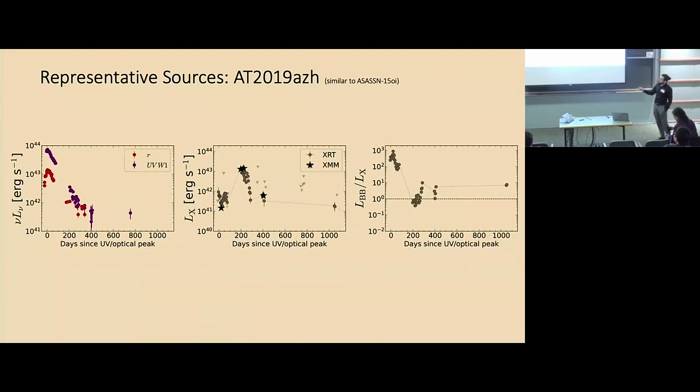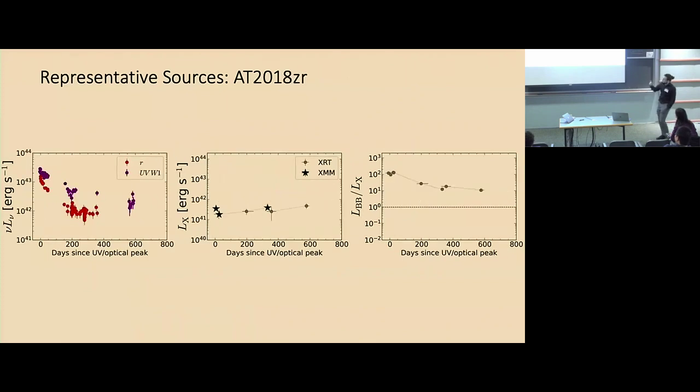At early times, it's very faint in the X-ray, but this is from the TDE. This is a soft spectrum as you would expect, but it's very faint. And then at around 200 days after the optical UV peak, you have this rebrightening in the X-rays by a factor of almost 100. And then, again, the decay. So if you look at this L_BB over L_X, you have very large values at early times, around 1,000, and then it decays to around unity and maybe a slight increase at late times.